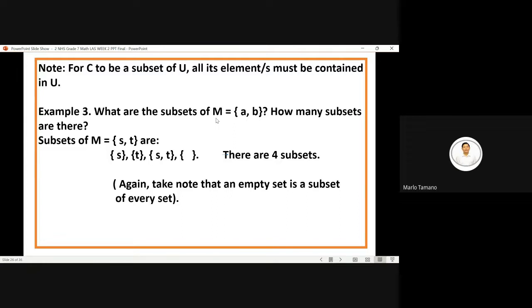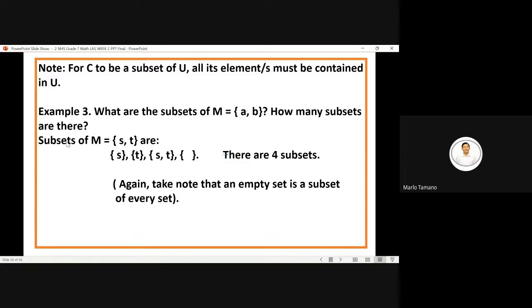What are the subsets of set M? If the elements are A, B, how many subsets are there? So, this one. Let's see. Subsets of M. We have S, T. So, we have S one at a time. S. Tapos T, comma. Tapos, two at a time or the given set itself, ST, comma, plus the empty set. So, how many subsets does set M have? It has 4 subsets. There are 4 subsets from this set M with 2 elements.